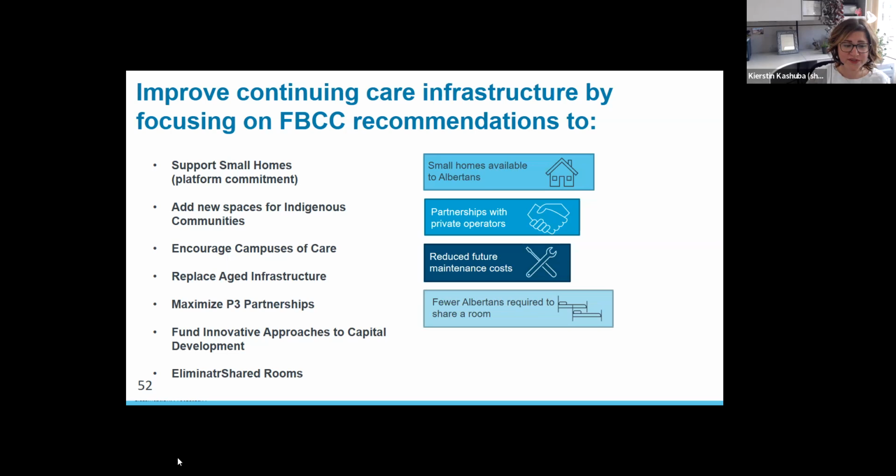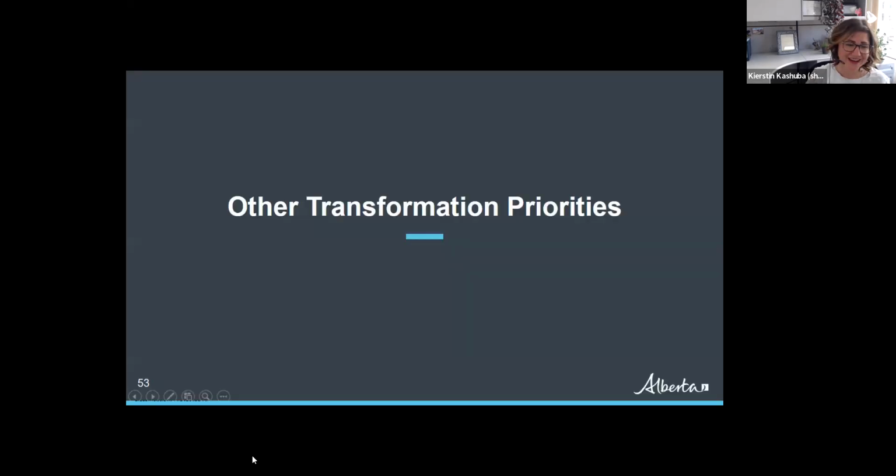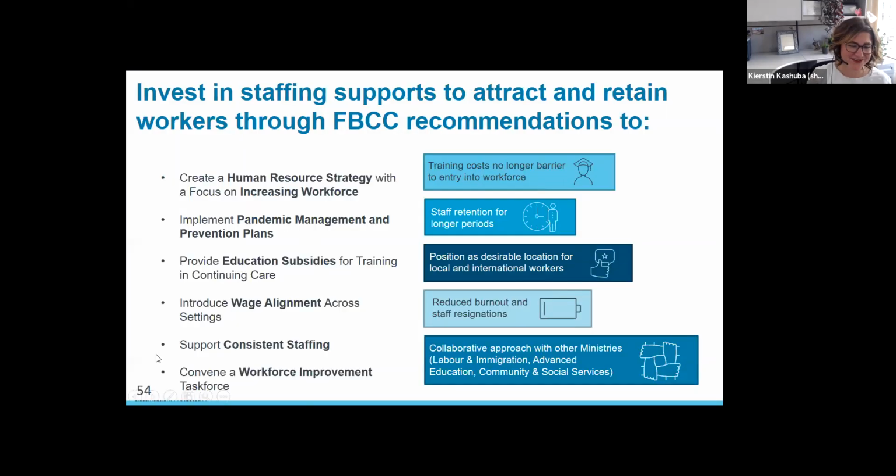And I'll go over these next 2 slides very quickly because they weren't necessarily the focus, but I'd like to make sure that I touch on a couple other priority transformation initiatives.